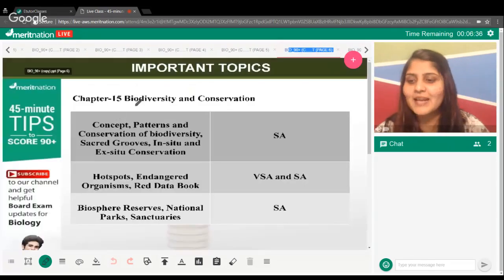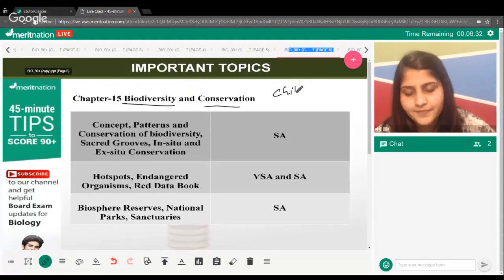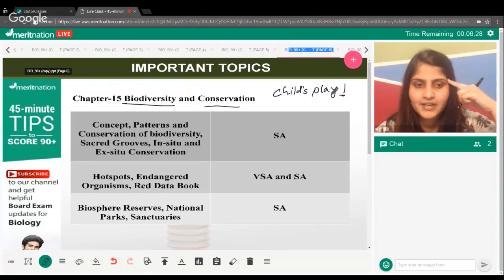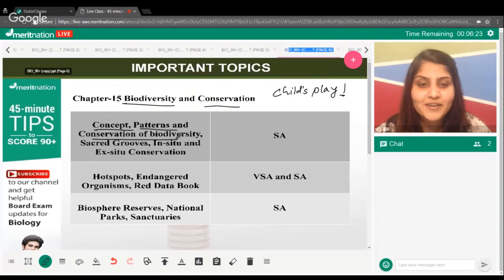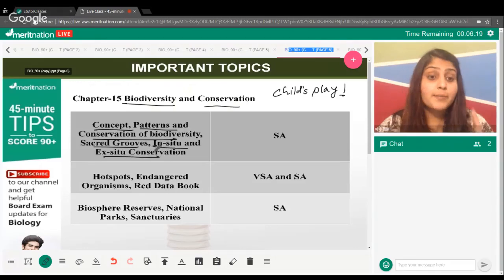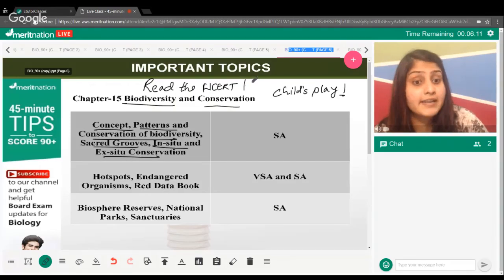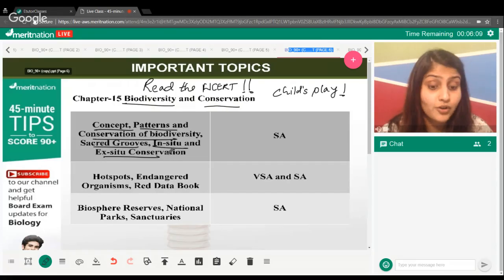Then biodiversity and conservation. This is child's play, because once you read it, it sits in here and that's it. So please make sure you know about the concept, patterns, and conservation of biodiversity, sacred groves, in situ and ex situ conservation. But one thing I want to tell you, read the NCERT for this particular chapter very, very thoroughly.